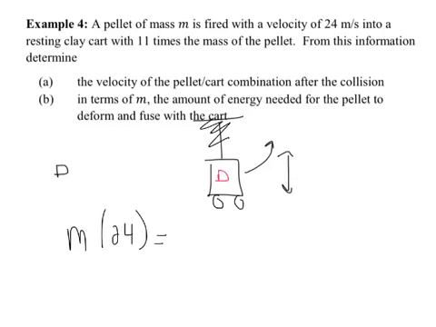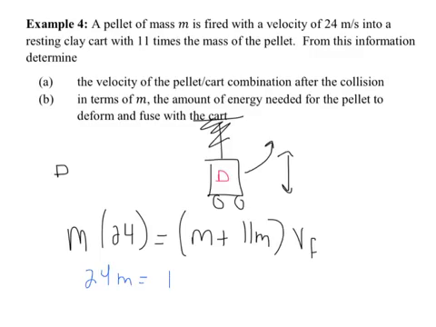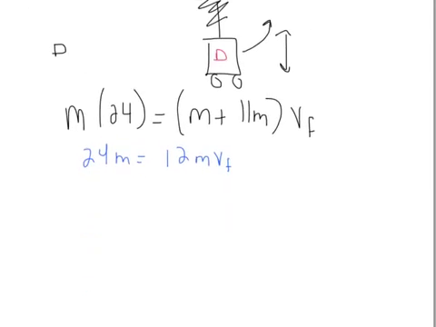And that equals the momentum of the system afterward, which is the sum of their masses, m plus 11m, times the final velocity of the system. Notice that this 11m comes from the fact that the clay cart has a mass 11 times that of the pellet. So this will give us a 12m here. So we've got 24m equals 12m vf. Notice right away, m is on both sides of the equation. M can cancel. So we have 12 vf equals 24. Divide by 12, we'll get vf equals 2.